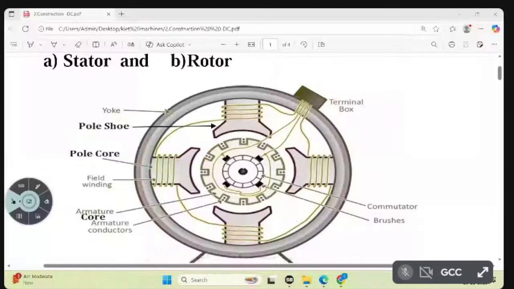Why? These are actually iron pieces. These iron pieces are converted into magnets, as north pole and south pole. See, it is wound clockwise, and this is wound anti-clockwise. If we wind clockwise, it acts as the north pole. If it is wound anti-clockwise, it acts as the south pole.